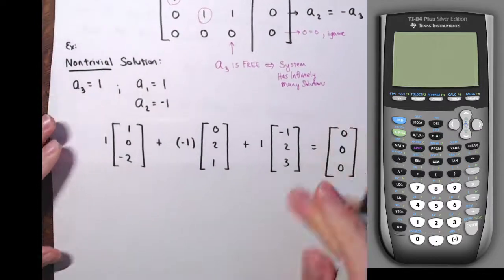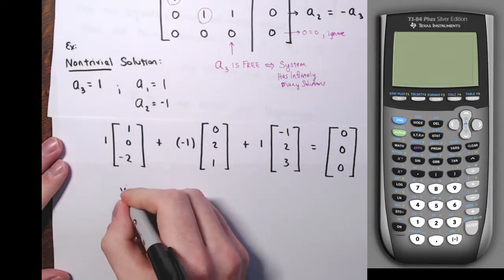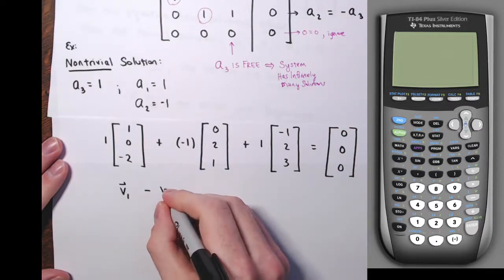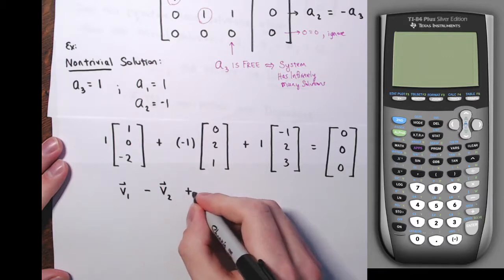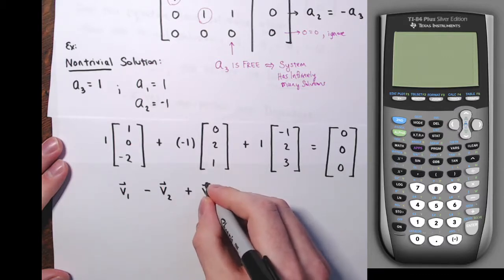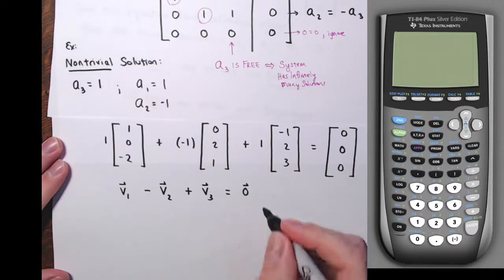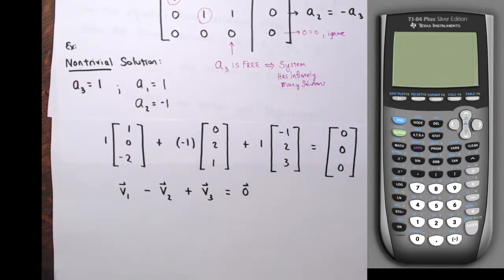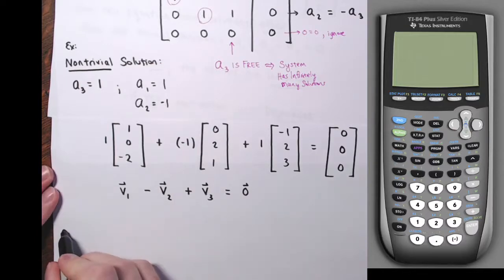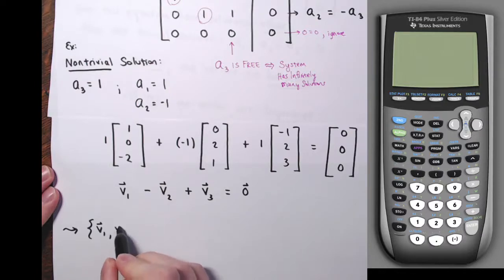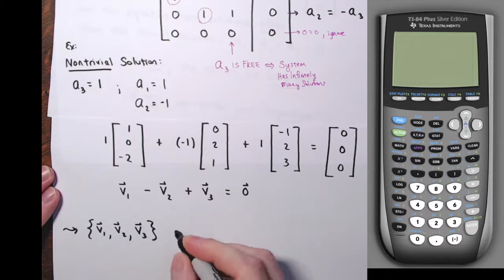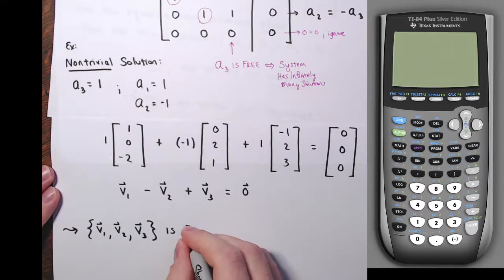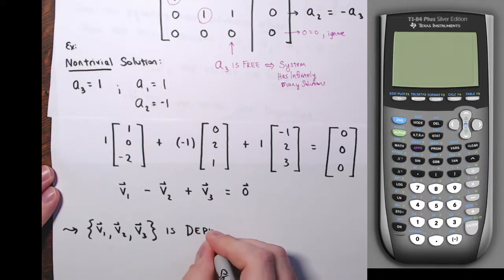So we have this relationship. We have v1 minus v2 plus v3 is equal to the 0 vector. Right. So these vectors, right, we have a non-trivial solution. So this set of vectors that we were given is a set of linearly dependent vectors, or I'll just say this set of vectors is dependent.